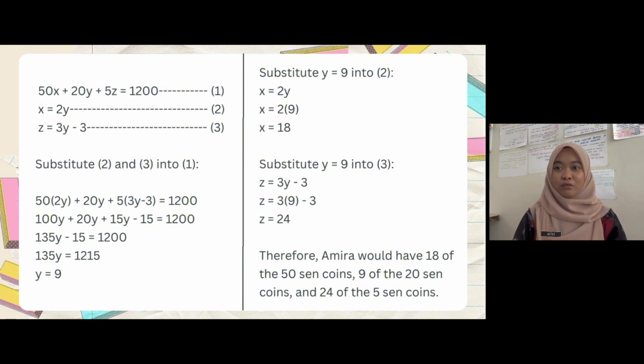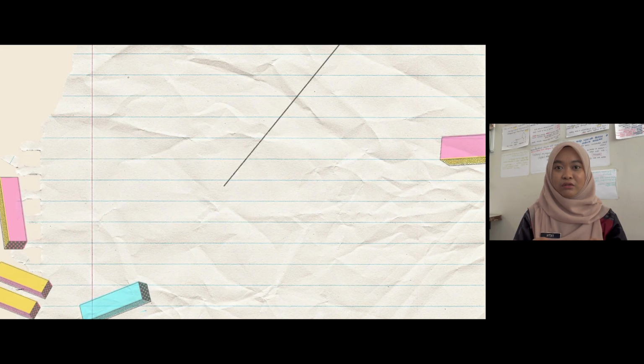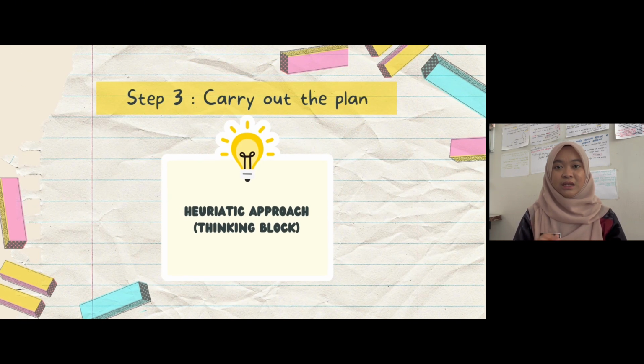Therefore, Amira would have 18 of the 50 cent coins, 9 of the 20 cent coins, and then the last one 24 of the 5 cent coins. Next, we will go to the heuristic approach, which in this question I am using thinking blocks.